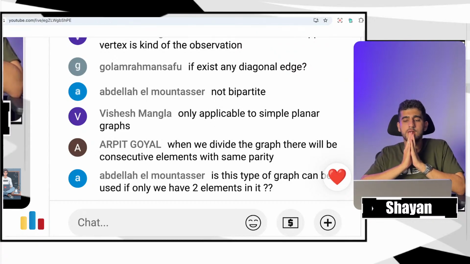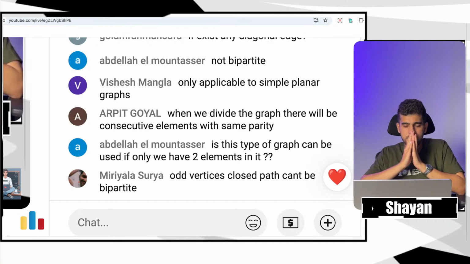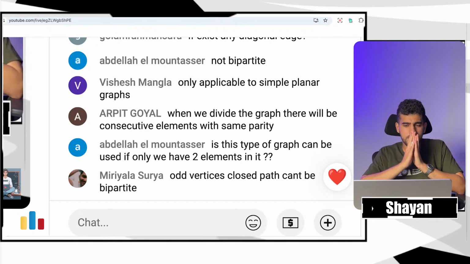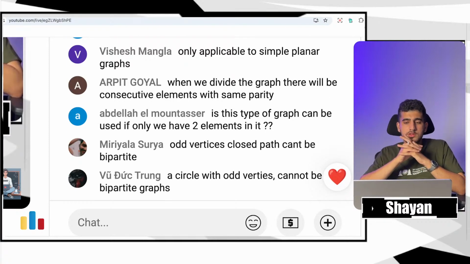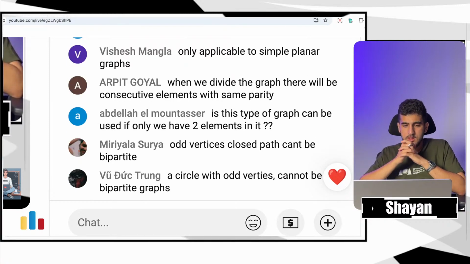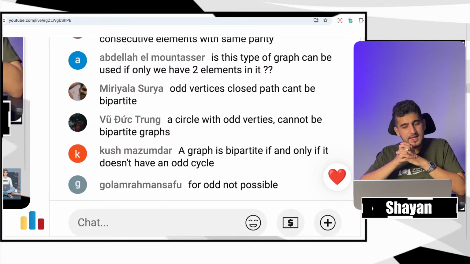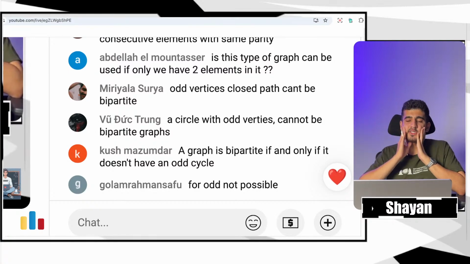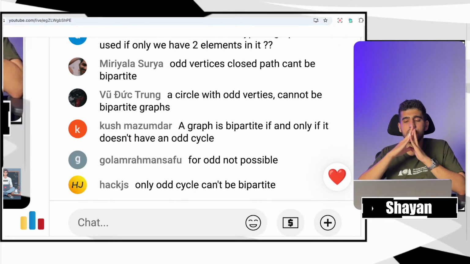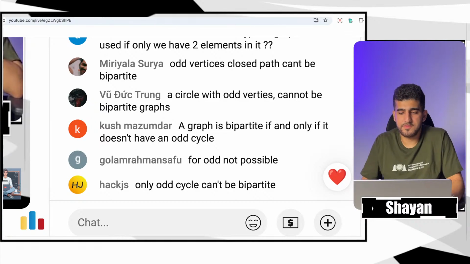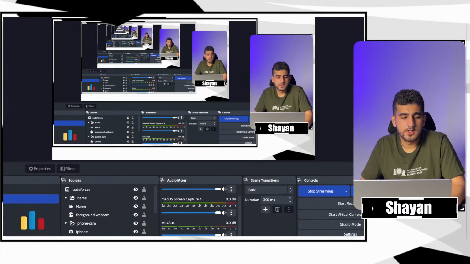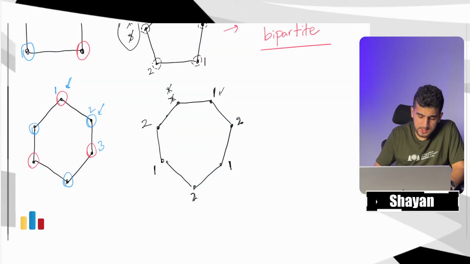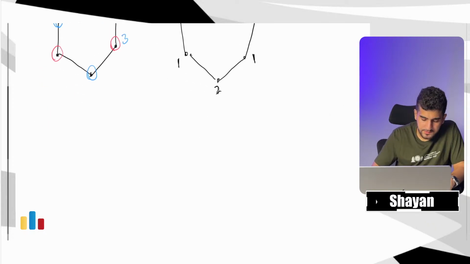What do you think the pattern is in here? This graph can be used. I don't get it, but what do you mean by 2 elements? Exactly. A cycle or a circle with odd vertices, r vertices, is not a bipartite graph. So we are just talking for now about the cycles. As we see the pattern, let's just consider cycles.